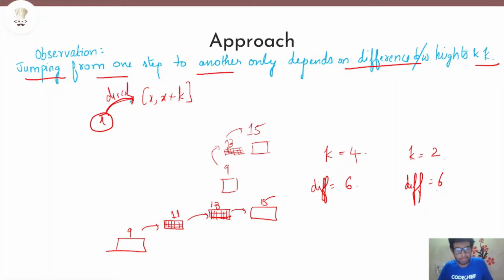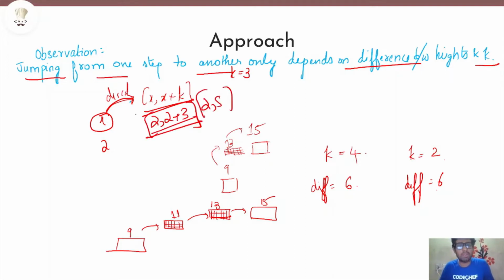For example, if k is 3 and we are currently at height 2 and we want to jump to anything here, which will be a direct jump. As long as the next value is between 2 comma 2 plus 3, both inclusive, as long as the next value is between 2 comma 5, it will be over in a direct jump. She can directly jump here, because whatever you have in this range, its difference with 2 is less than or equal to k.